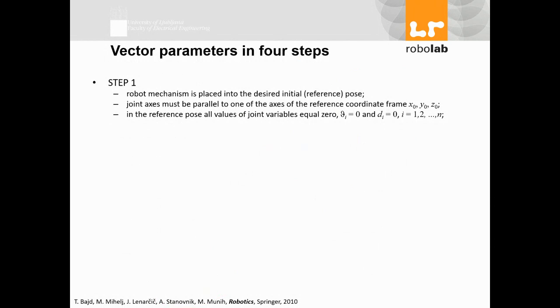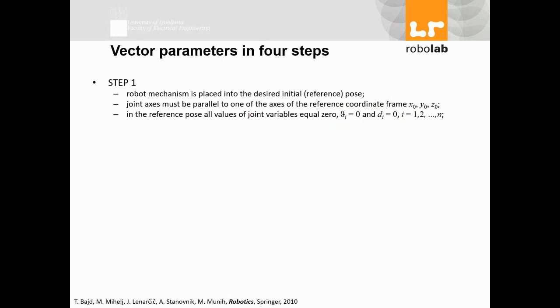Okay, let's get practical. How do we use these parameters to write the homogeneous matrix for a robot, for a structurally symmetrical shape of a robot? Step number one. The robot mechanism is placed into the desired initial or reference pose. Reference pose means angles are zero and variable displacements are zero. So angles are zero and D are also zero.